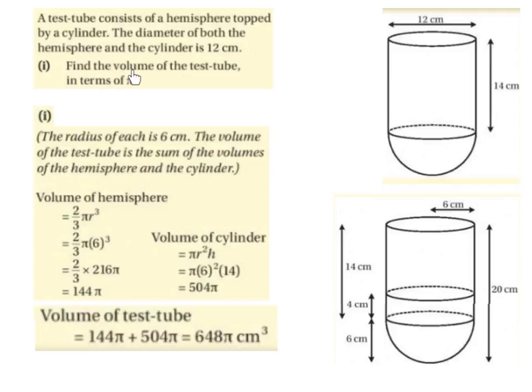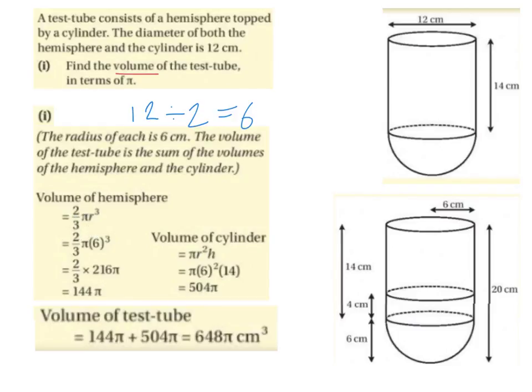Part 1, find the volume of the test tube in terms of pi. So the radius of each is 6 centimeters, because if the diameter is 12, then half of 12 is 6. The volume of the test tube is the sum of the volumes of the hemisphere and the cylinder. So the volume of the hemisphere is going to be 2 over 3 pi r cubed.